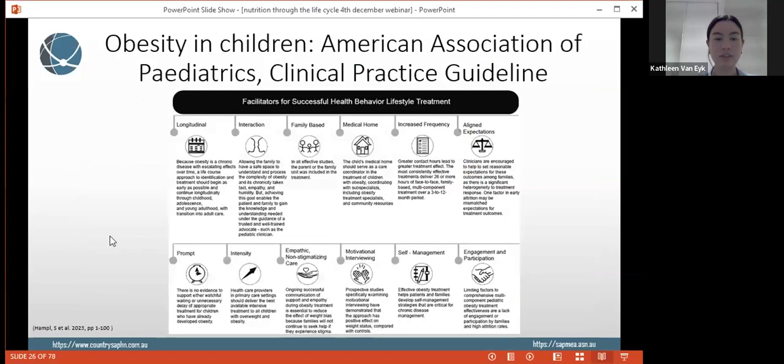So this is just a brief look at the pediatric guidelines for obesity of the American Association. One thing that I do want to focus on here is this empathetic, non-stigmatizing care, and that is probably, again, one of the most important things. And you can see here down the bottom that families won't continue to seek help if they experience stigma. So it's really important to have that empathetic, understanding care, as well as family-based care and motivational interviewing as well.